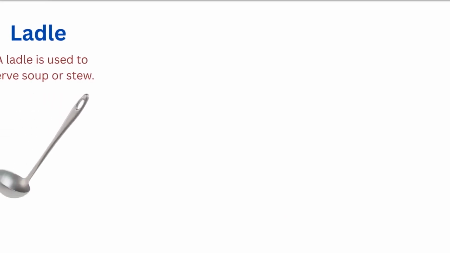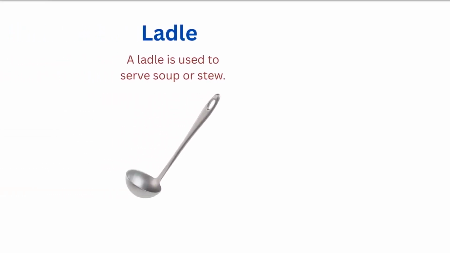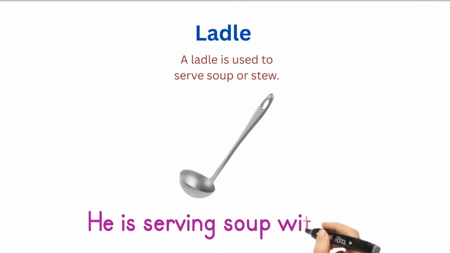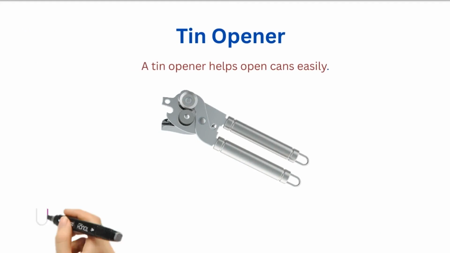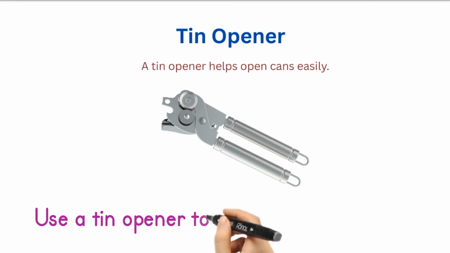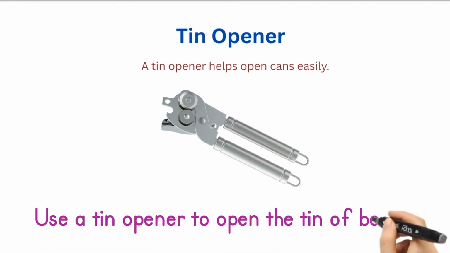Ladle. A ladle is used to serve soup or stew. Example, he is serving soup with a ladle. Tin opener. A tin opener helps open cans easily. Example, use a tin opener to open the tin of beans.